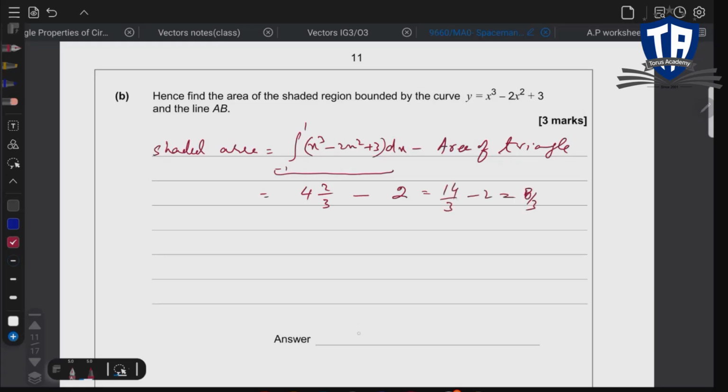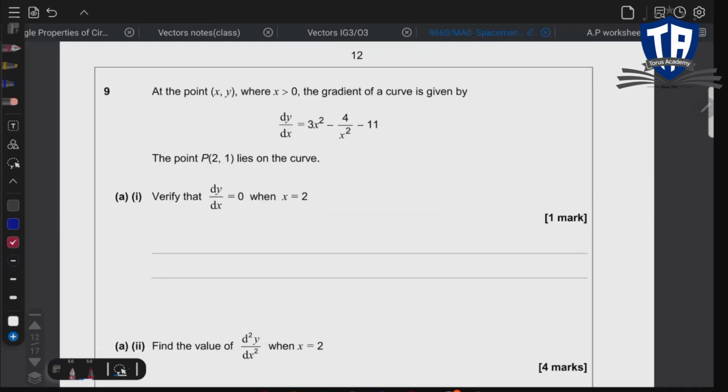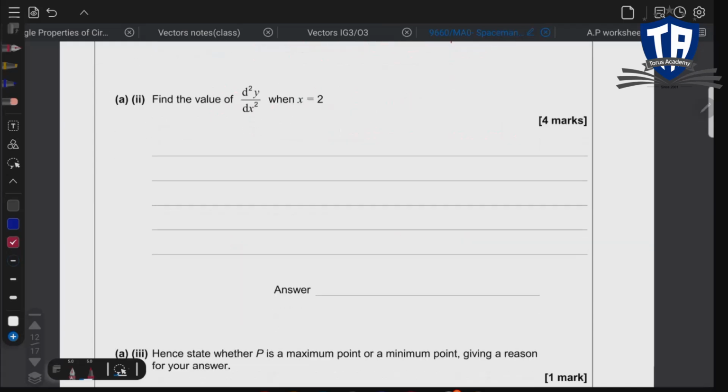Comes question number 9, and in question number 9 we have been given the gradient of the curve in the form of dy by dx, and a point that lies on the curve. Verify that dy by dx is equal to 0 when x is equal to 2. Put the value of x into the derivative function, which gives 0. Proved.